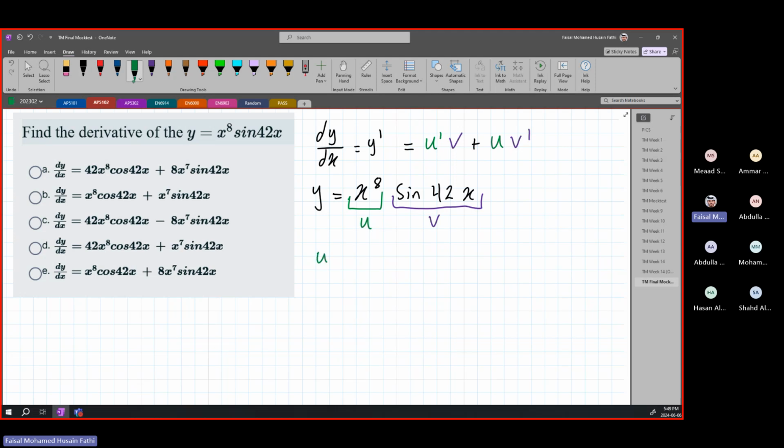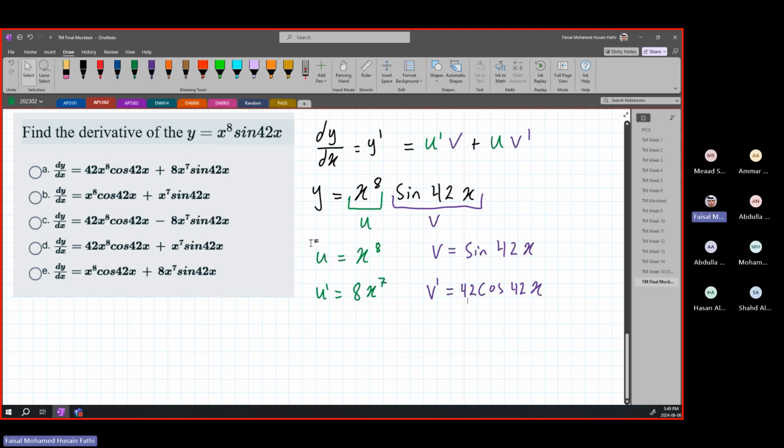So our u is equal to x power 8. Let me write it step by step. Our u prime is the derivative of x to the power of 8, which is 8x power 7, by the general rule. And v is equal to sine of 42x. V prime is going to be the differentiation of sine, which is cosine 42x. But since we have a constant inside, we have to multiply it outside as well.